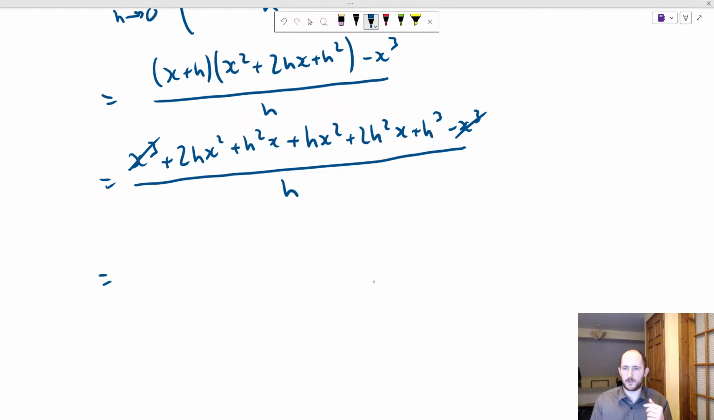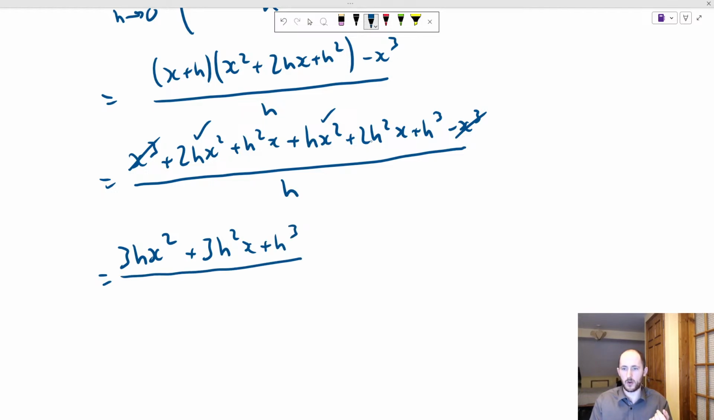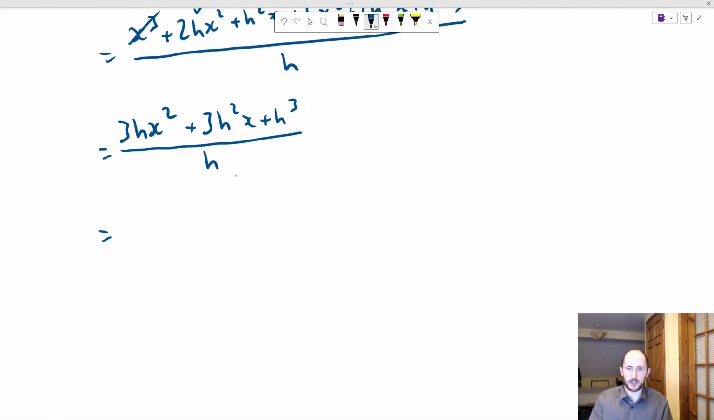Let's do the hx squareds first. So that's 2hx squared plus hx squared. So that is 3hx squared. So I can tick those two off. Then I go to the x's. I have h squared x plus 2h squared x. So that's 3h squared x. And then plus h cubed, all over h. Divide through by h. So again, the h goes here, here, here, here. And you get 3x squared plus 3hx plus h squared, okay?